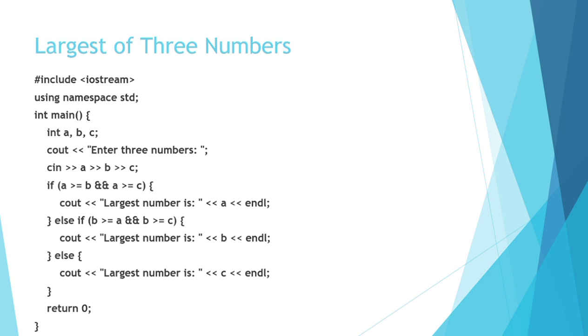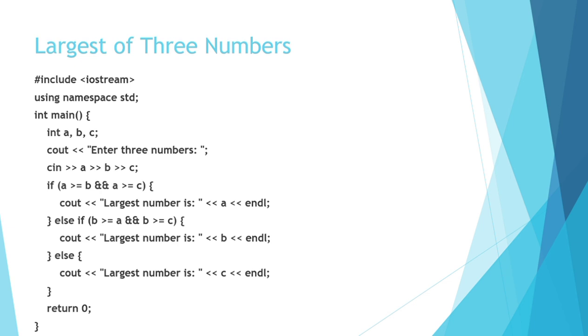After that we have a program to find the largest number. This C++ program determines the largest among three user-inputted numbers using if-else conditional statements. It first declares three integer variables, a, b, and c, and then prompts the user to enter three numbers, which are stored using cin. The program then checks which of the three numbers is the largest using a series of conditions. The first if statement evaluates whether a is greater than or equal to both b and c.